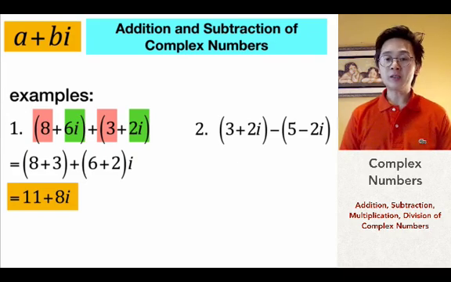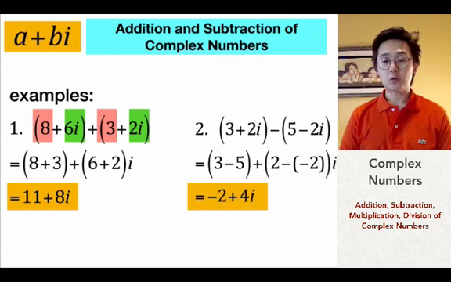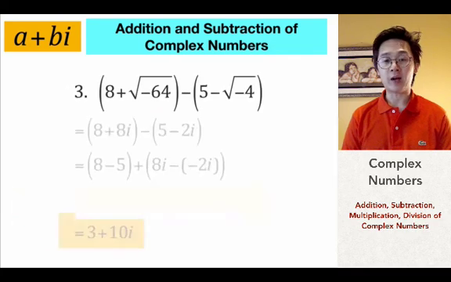So in problem number 2, we have subtraction, or getting the difference, of 3 plus 2i and 5 minus 2i. So we're simply subtracting 3 minus 5 and 2i minus negative 2i, giving us negative 2 plus 4i, because 2 minus negative 2 will turn into a positive. That's why we have 4i as a result. So this is how we add and subtract complex numbers by combining the real part and the imaginary part.